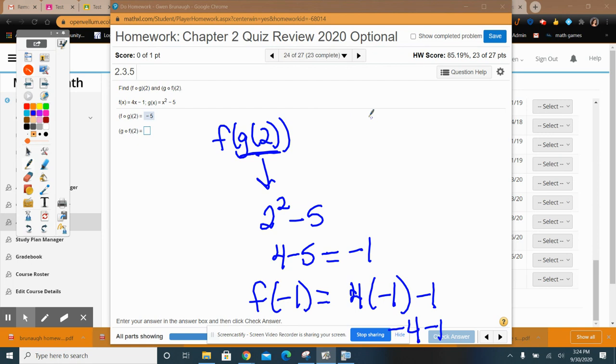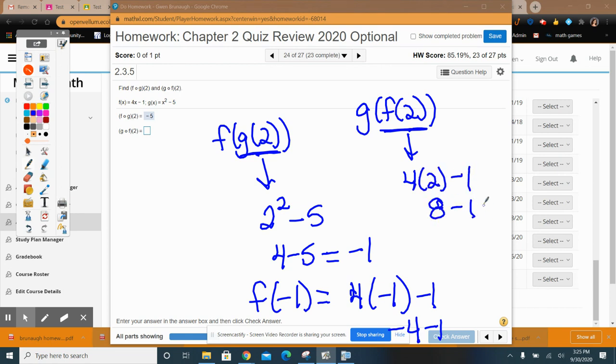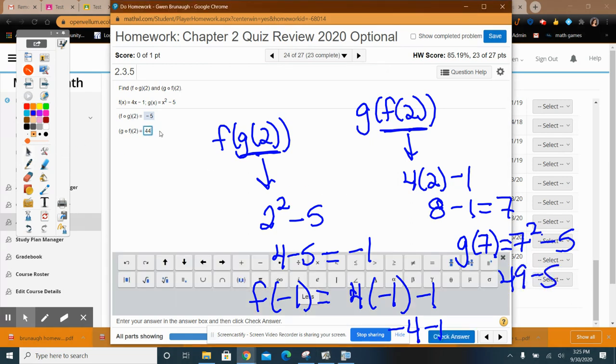G of f of 2. Start with the f of 2. That's 4 times 2 minus 1, which is 8 minus 1, which is 7. So my new problem becomes g of 7. That will be 7 squared minus 5, 49 minus 5, which is 44.